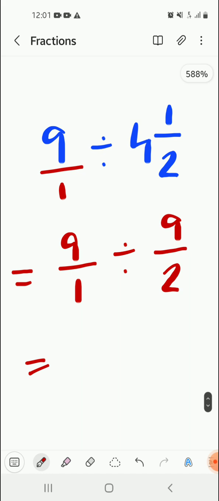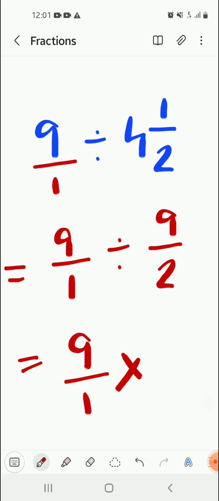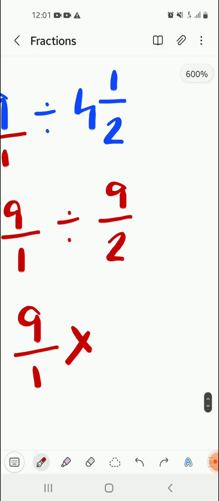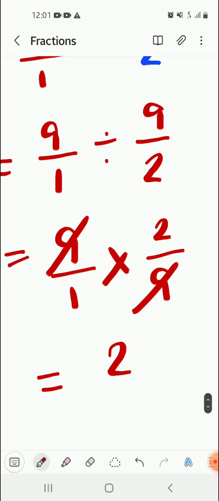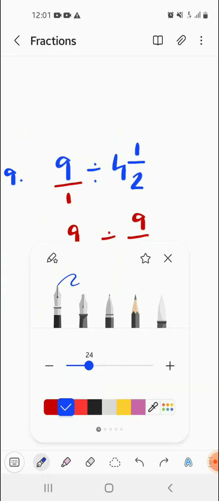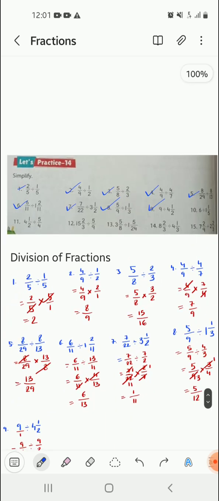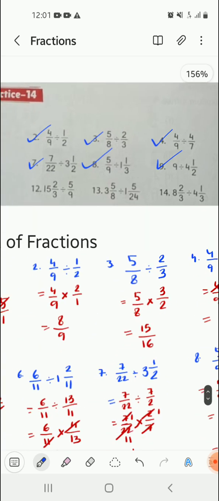In the next step, write 9 by 1. Use the multiplication sign instead of division. And use the reciprocal of 9 by 2, that is 2 by 9. 9 gets cancelled. So we are left with 2 in the numerator and in the denominator we are left with 1. So you can either write 2 by 1 or only 2. Both mean the same thing, so you can leave it as 2. That is it. Number 10. And you have got 6 divided by 1 1 by 5.